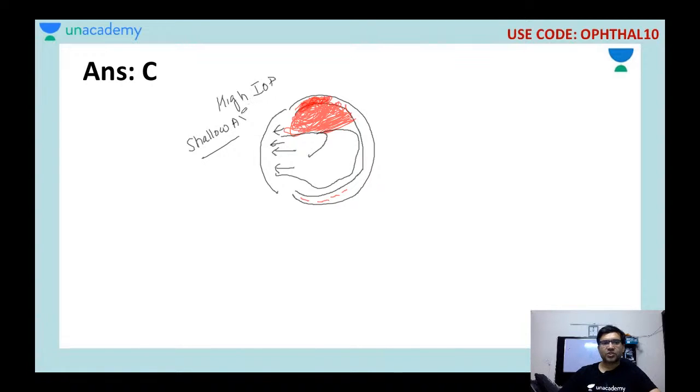So what is this procedure called, or what is this phenomenon called? This phenomenon is called a suprachoroidal hemorrhage. Is it clear, Lakshmi? So this is the suprachoroidal hemorrhage. So what is the cascade of events?